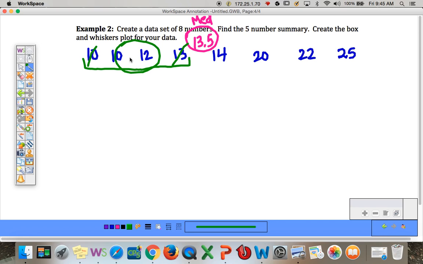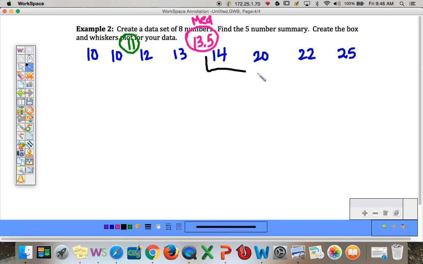What's the middle of 10 and 12? Well, we know that's 11, but if we didn't know, we could add 10 plus 12, which is 22, and divide by 2, and that would give us the 11. So here again, in our data set, Q1 might not be a number in our data set, but 11 is the middle of the first half of data.